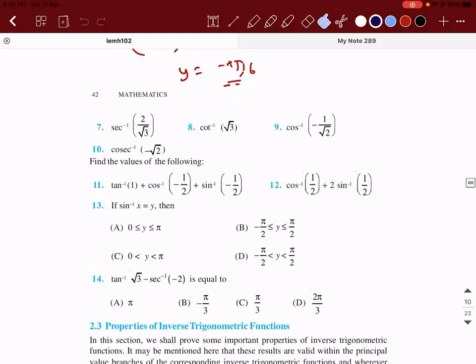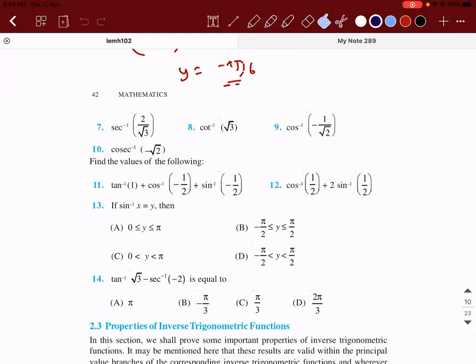So they're asking us the value of the following: tan inverse 1 plus cos inverse of minus half plus sin inverse of minus half. So find the individual principal values and add them. So what is tan inverse 1, guys? 5 by 4. So is there anyone who wants explanation for it?